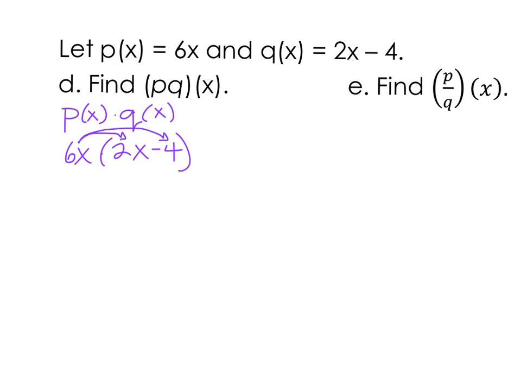Now, 6x times 2x: 6 times 2 is 12, and x times x would give us x squared. Minus 6 times 4 is 24, and times x would equal 24x. The product pq would equal 12x squared minus 24x.